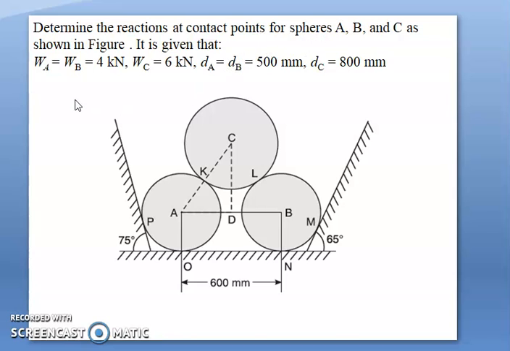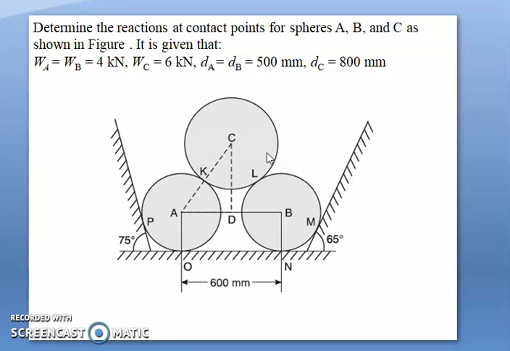It's given that weight of A and B sphere is 4 kilonewton and weight of C sphere is 6 kilonewton, and diameter of A and B sphere is 500 mm, and it's a diameter given, and diameter of sphere number C is nothing but 800 mm.